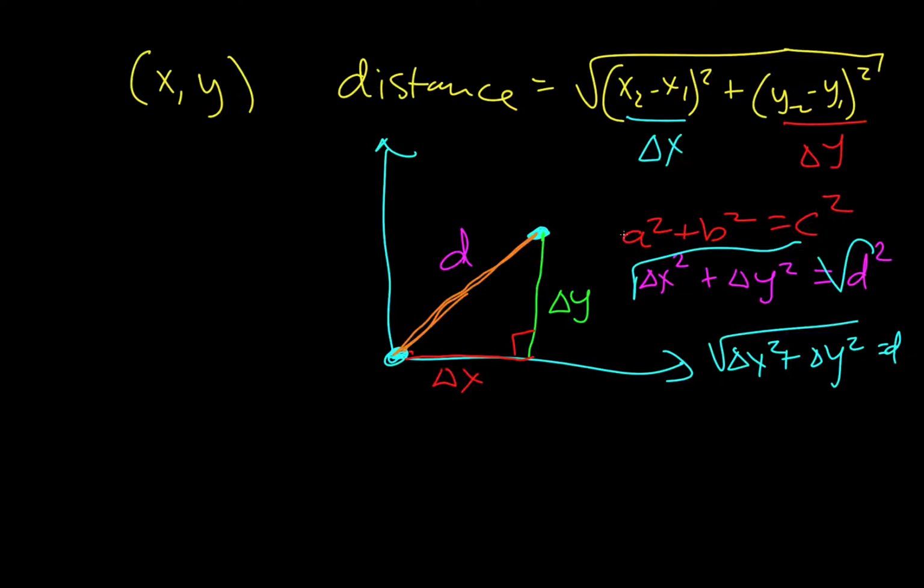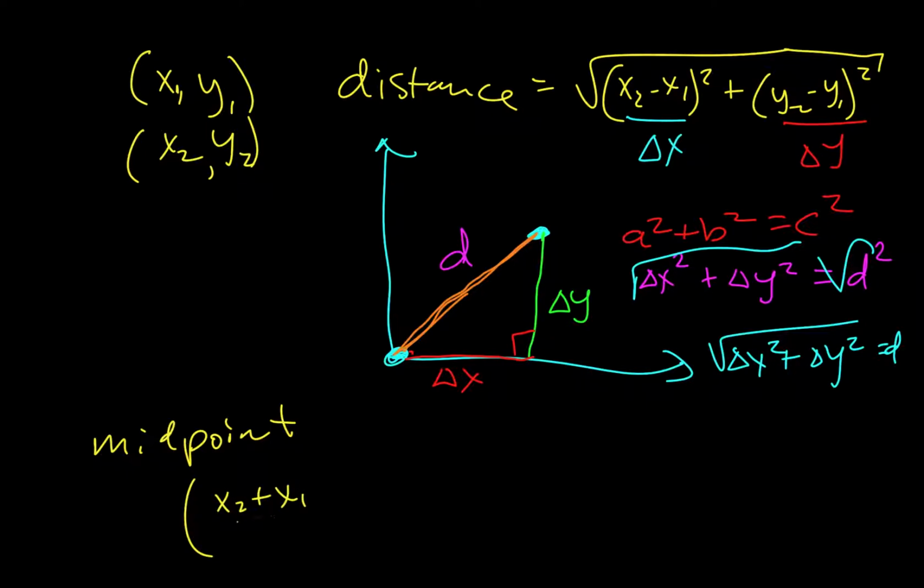Okay, the other thing is the midpoint formula. So midpoint formula for the same points, if we have 2 points, x1, y1, x2, y2, that would have applied to this one as well, sorry. Midpoint is going to be just the average. So we just add them and then cut them in half.